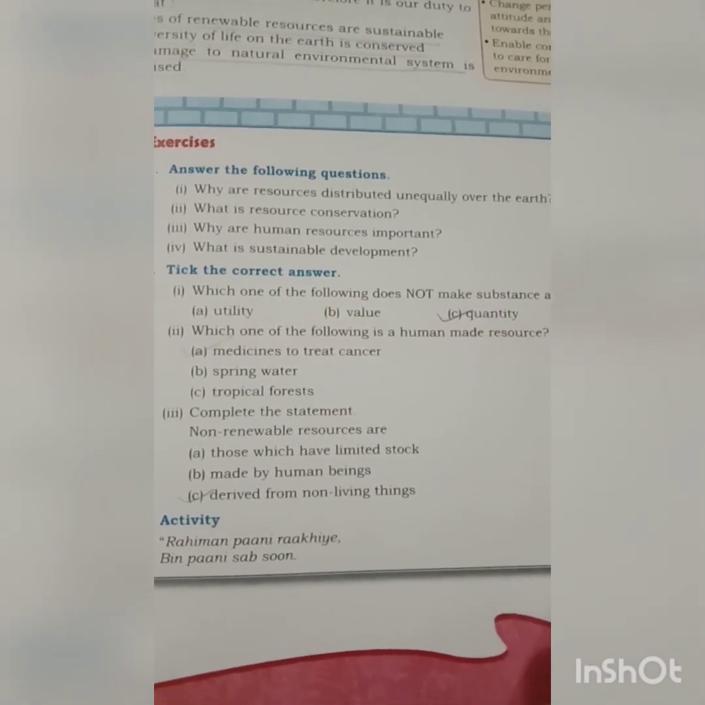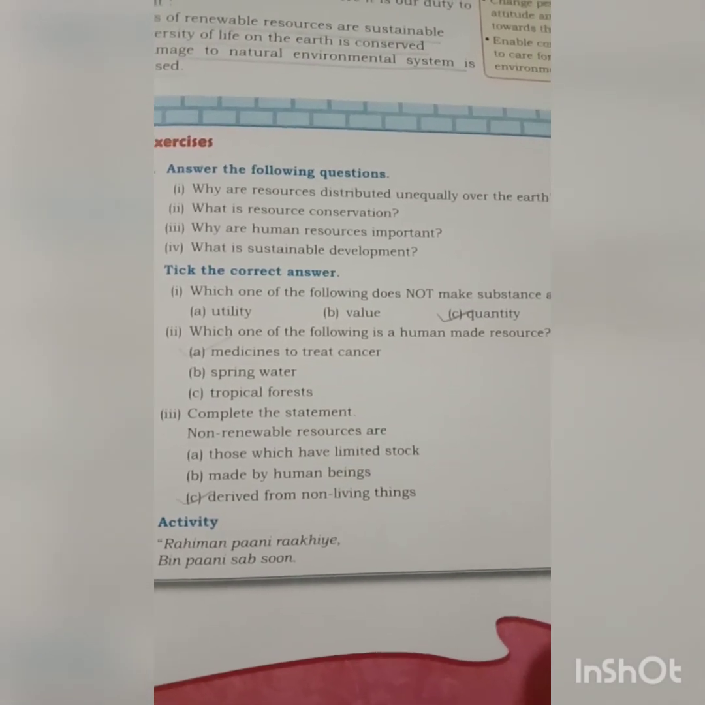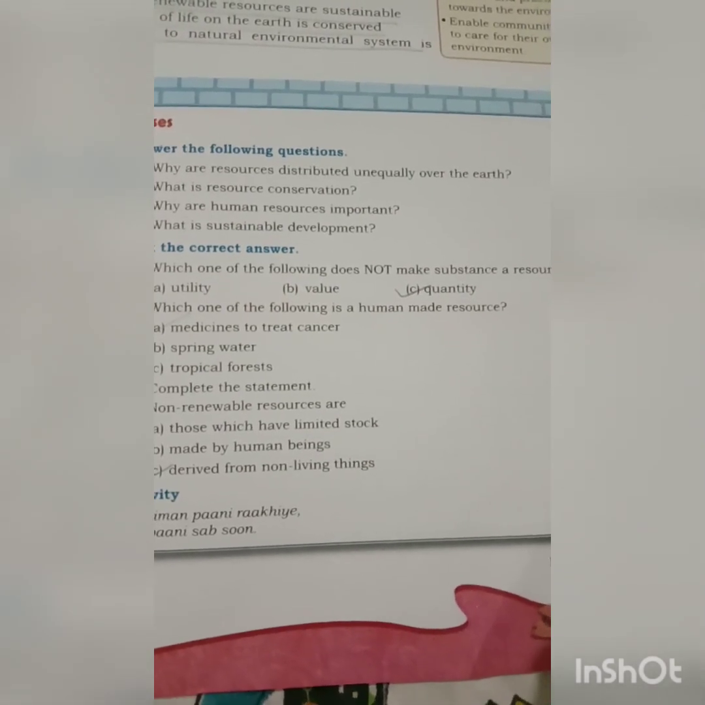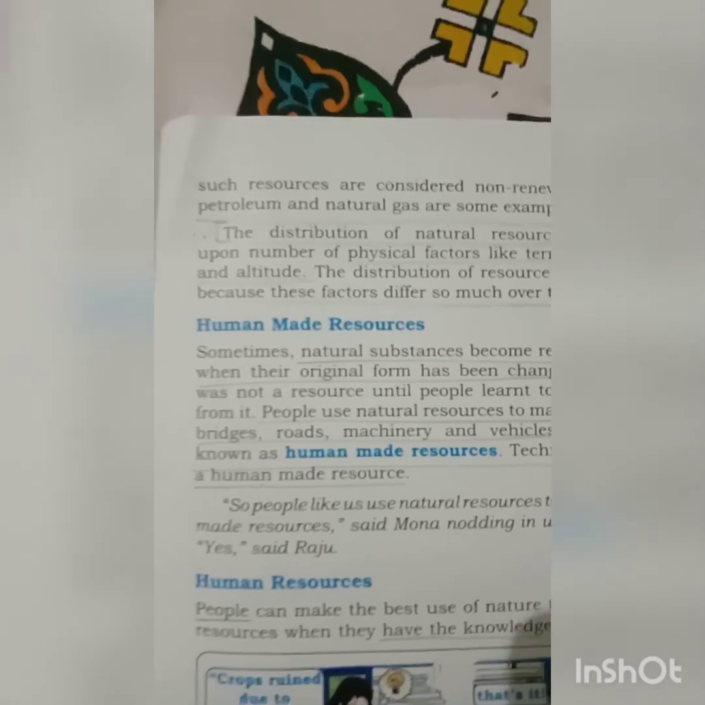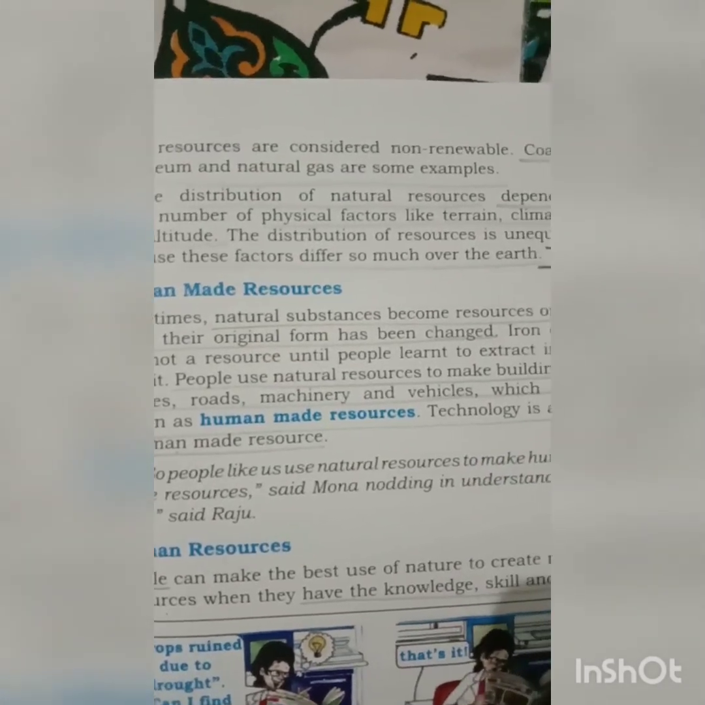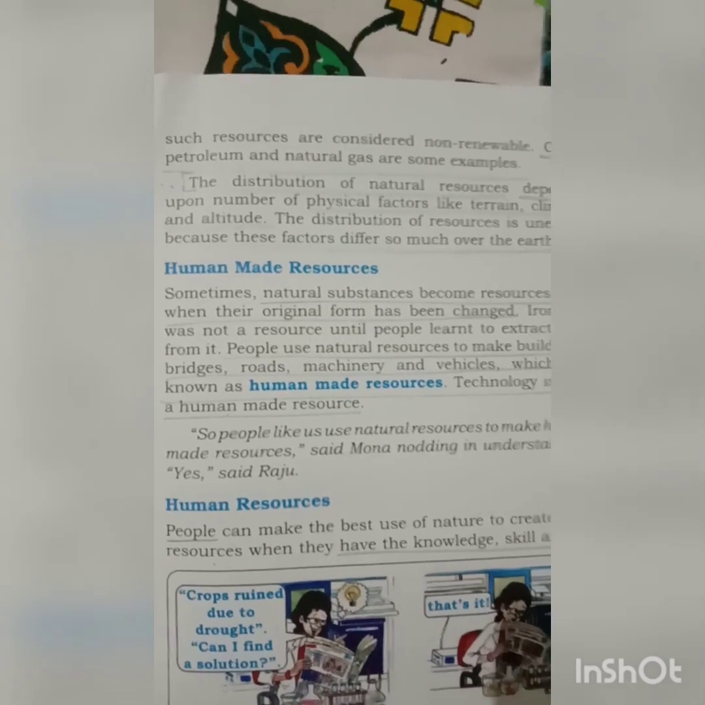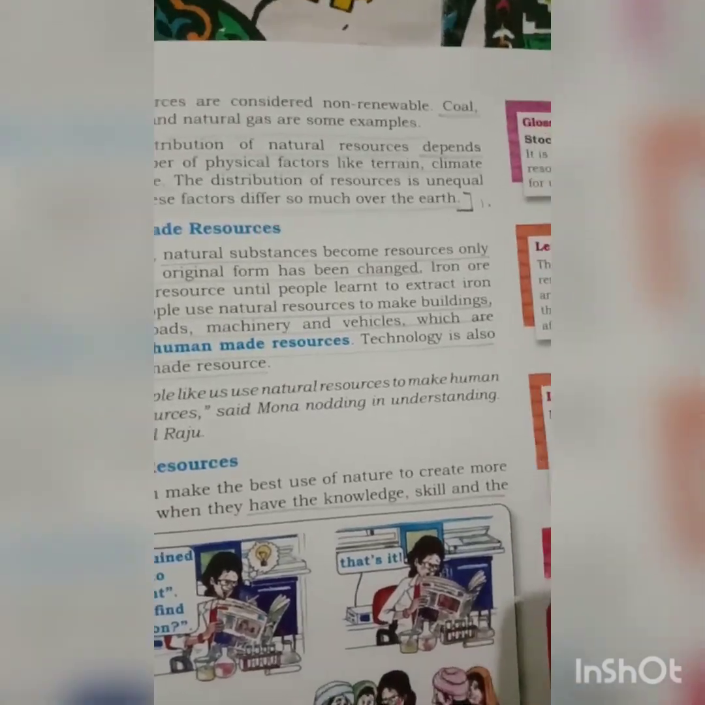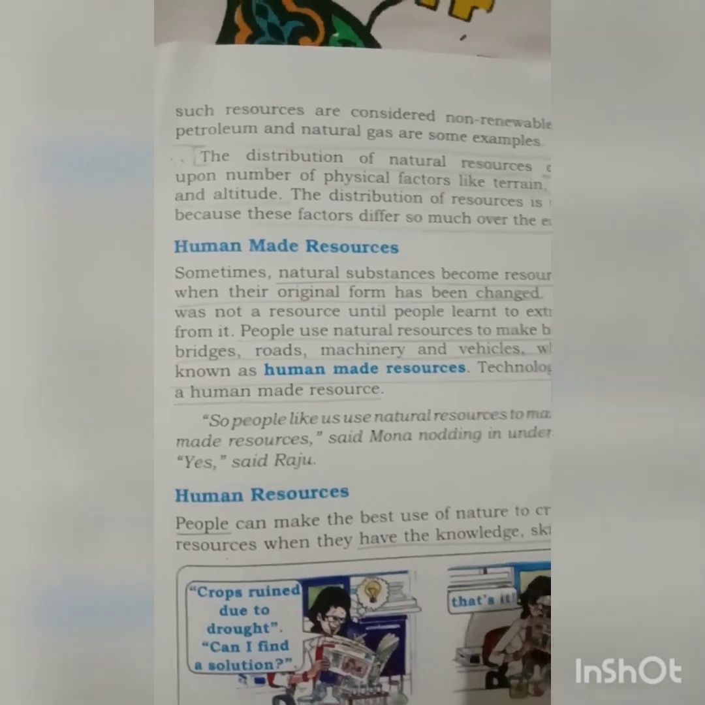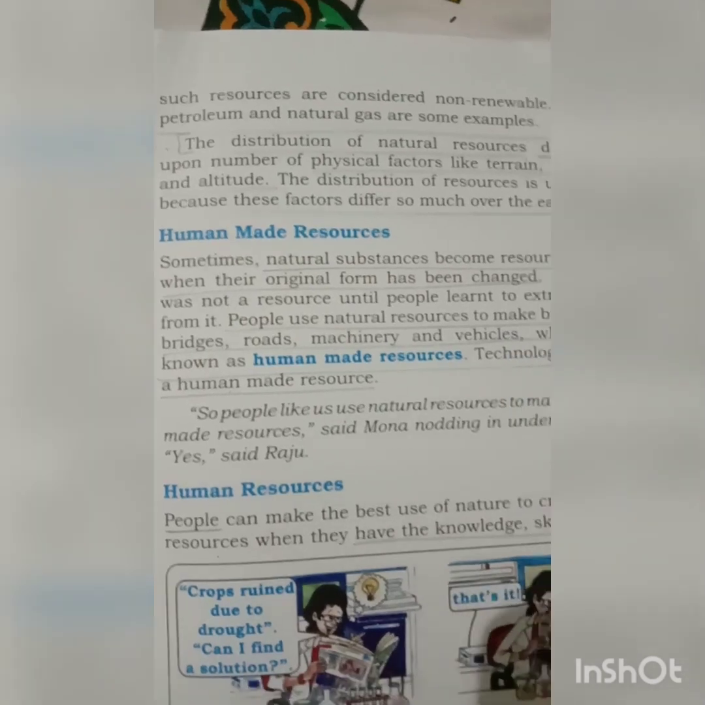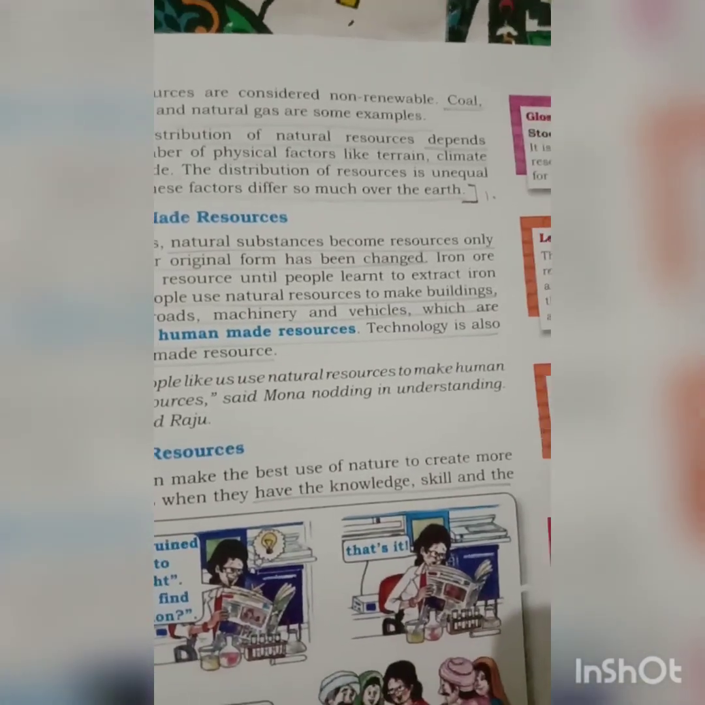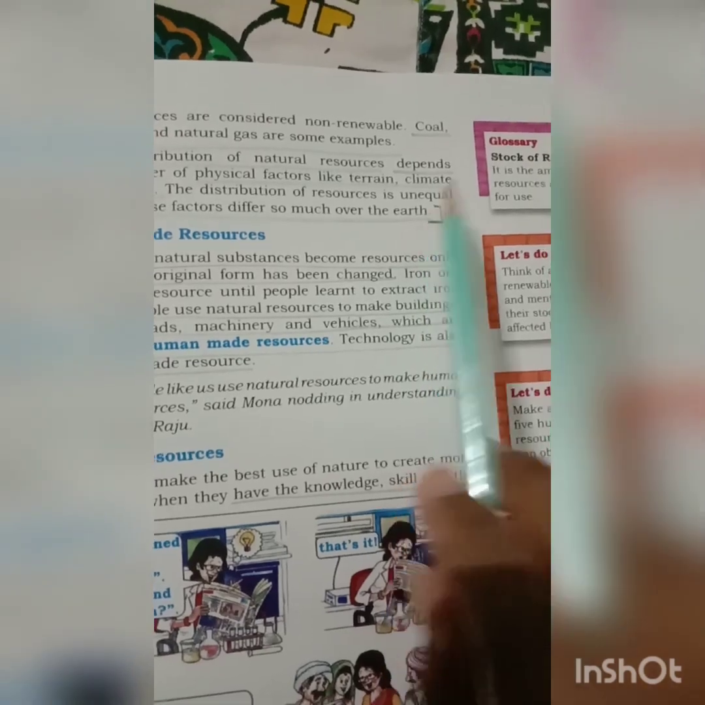First we have to answer the following questions. First question: Why are resources distributed unequally over the earth? For this, you need to move on to page 3. Have a look, here is the answer. The distribution of natural resources depends upon a number of physical factors like terrain, climate, and altitude. The distribution of resources is unequal because these factors differ so much over the earth. This is answer number 1.